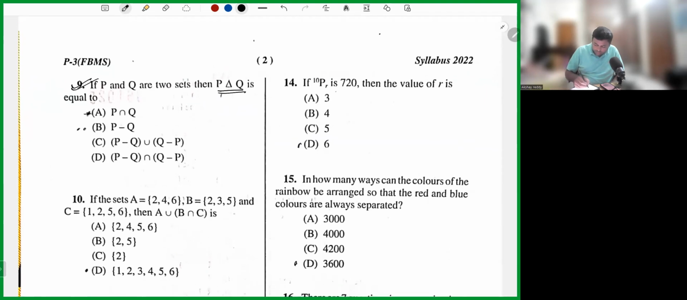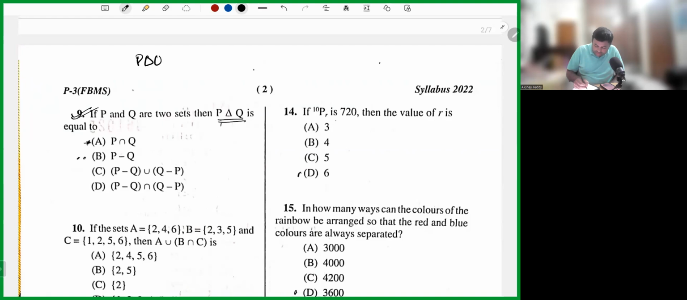P delta Q is nothing but the symmetric difference between sets. You might have studied this when you were studying sets, relations, and functions. You might have only sets in CMA Foundation. The symmetric difference of two sets is the union of the differences of the sets. So what's the answer, my dear friends? Answer is option C. Simple one, sir.